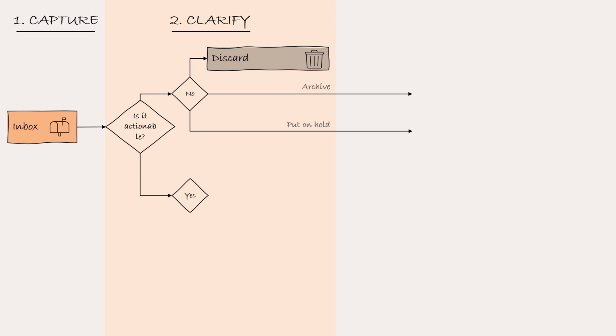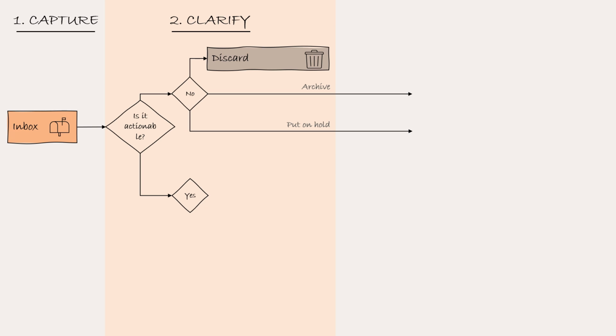If it's something that you can't use right now, but it's something that you might want to reference further on, you can archive it. And if it's something that you can't do something about right now, but it's something that you might want to do in the future, you should put it on hold. And I'll explain these steps further in part 3, but these are the steps that you should do, and I'll tell you where to put everything later.